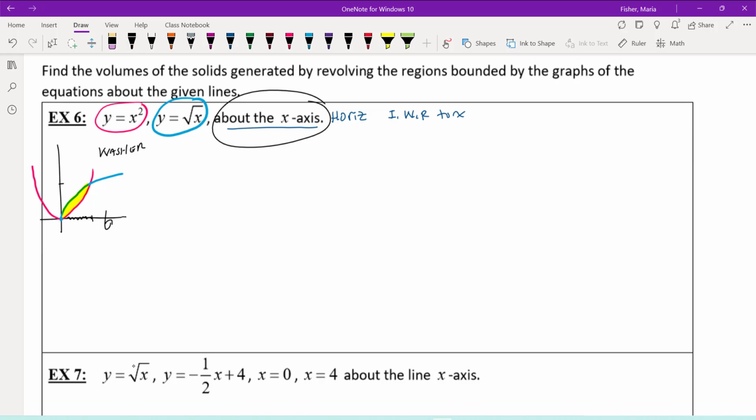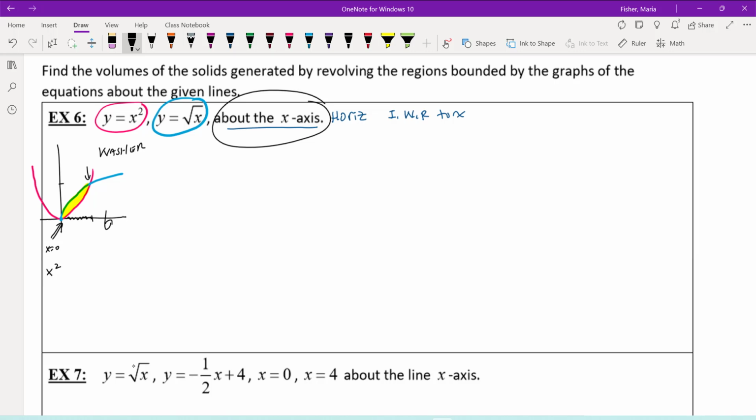I'm away from it. Since I'm away from it, I'm going to be a washer. I'm integrating with respect to x, so I need to find my limits of integration in x. Well, I can easily see that my lower limit of integration here is going to be x equals 0, but my upper limit of integration, the thing most to the right here, is going to be wherever pink equals blue.